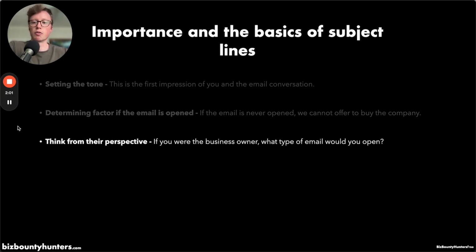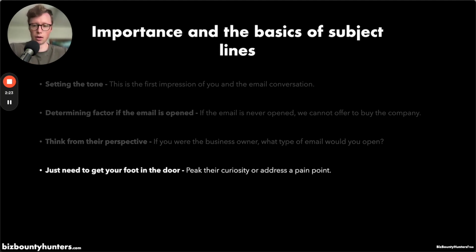You also need to think from their perspective. So if you're that business owner, what type of email would you open? Just remember they're receiving spam for marketing services, other people wanting to buy their business, anything you can imagine they're getting. So we really need to stand out and think from their shoes and what will really resonate with them for them to open our email compared to everything else. You just need to get your foot in the door so you can pique their curiosity, address a pain point, get creative, see what works, see what doesn't.